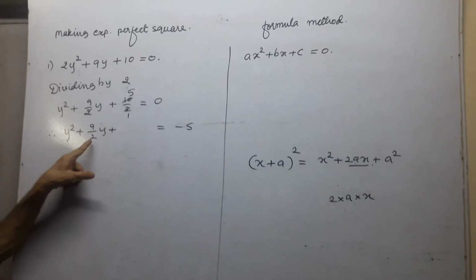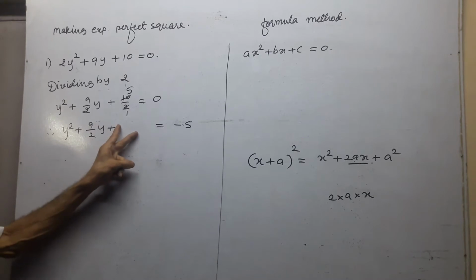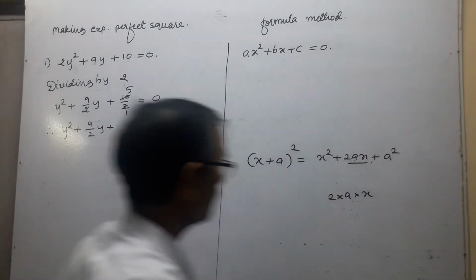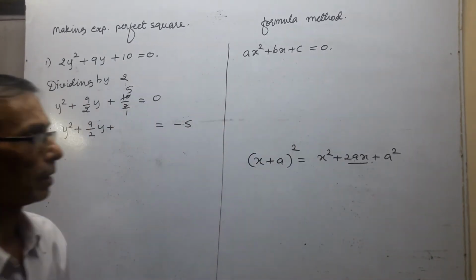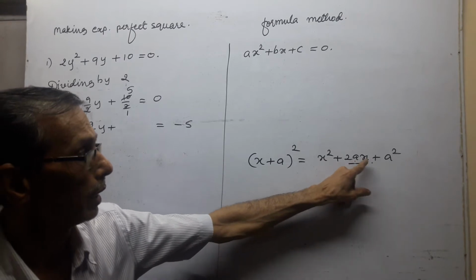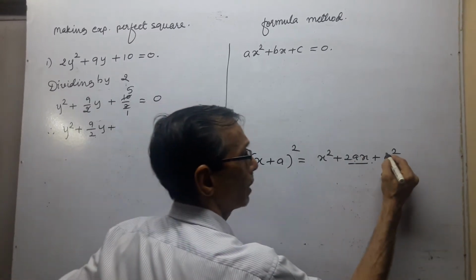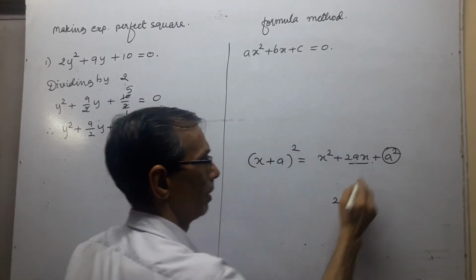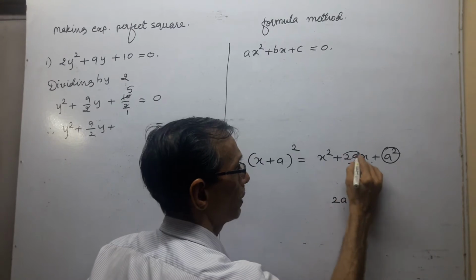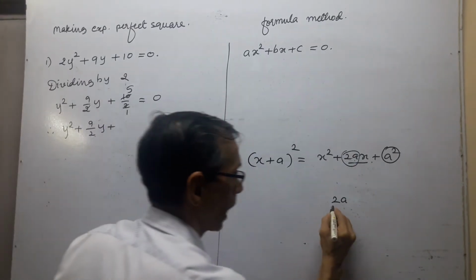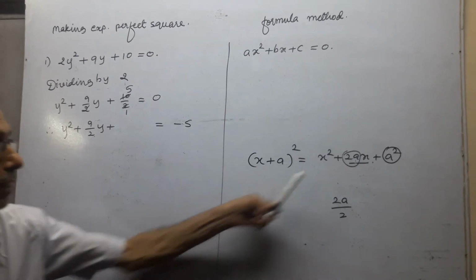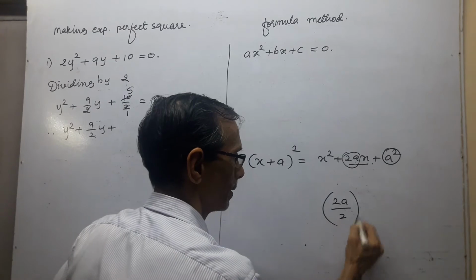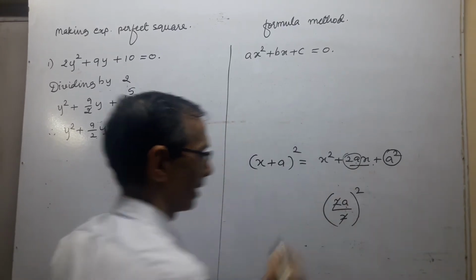Now how to find the third term? Look here. The middle term is 2ax. If I want the third term here, I will take the coefficient of the middle term, only the coefficient, divide it by 2 and take the square, so that the 2 cancels and it will be a square.